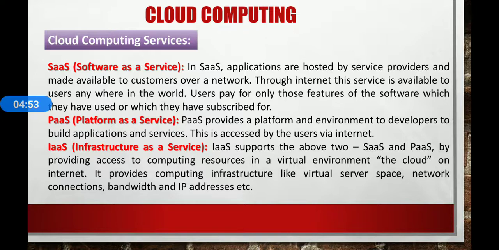And next one, IaaS, infrastructure as a service. IaaS supports the above two, SaaS and PaaS, by providing access to computing resources in a virtual environment, the cloud, on the internet. It provides computing infrastructure like virtual server space, network connections, bandwidth, and IP addresses, etc. All the hardware equipment, connectivity, and technology to run them can be used by developers and businesses as if they own it. Centers which provide this infrastructure are called data centers.